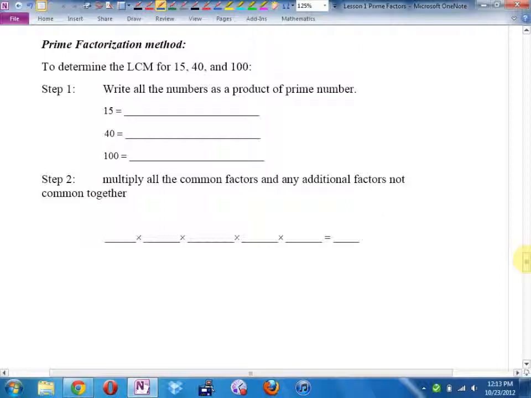15 is what times what? 3 times 5. Forty is what times what? Pardon me? 20, those aren't prime. You know what? I'm going to cheat. I'm going to go over here really quickly. You said 20 times 2. 2 is prime. We can break 20 down further, though. 20 is what? 10 and 2? 10 can go further. 10 is what?